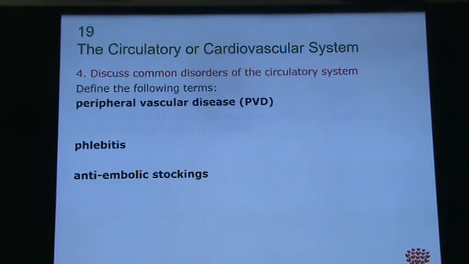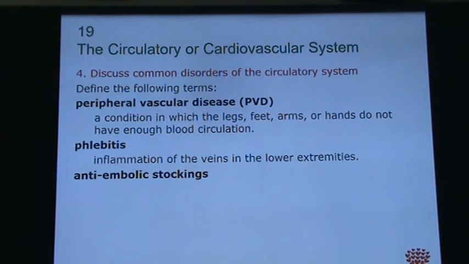Okay. Peripheral vascular disease. That's the condition whereby the legs, or the arms, the feet, or hands don't have enough blood circulation. Sometimes it will lead to swelling of the feet. So blood flows down to the feet, doesn't flow back up effectively. Okay. Phlebitis, inflammation of the vein in the lower extremity. That's like swelling.